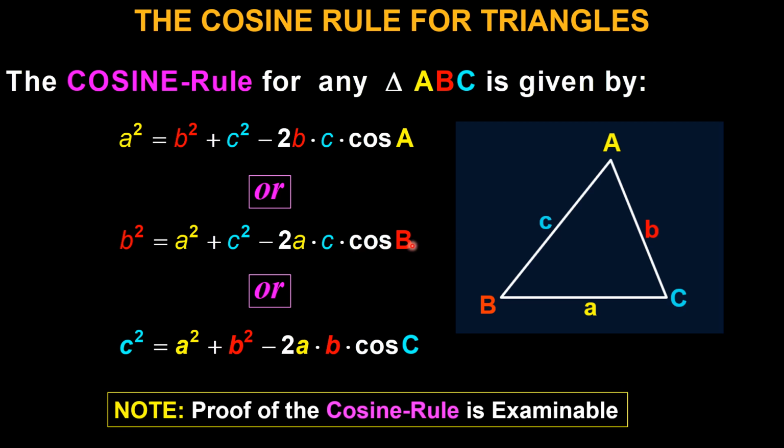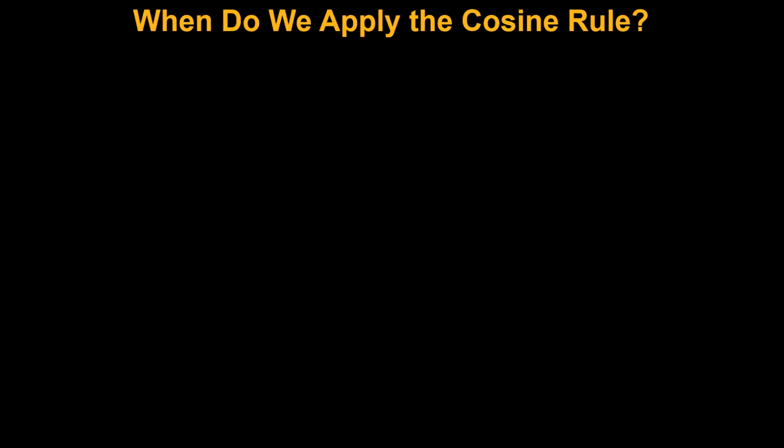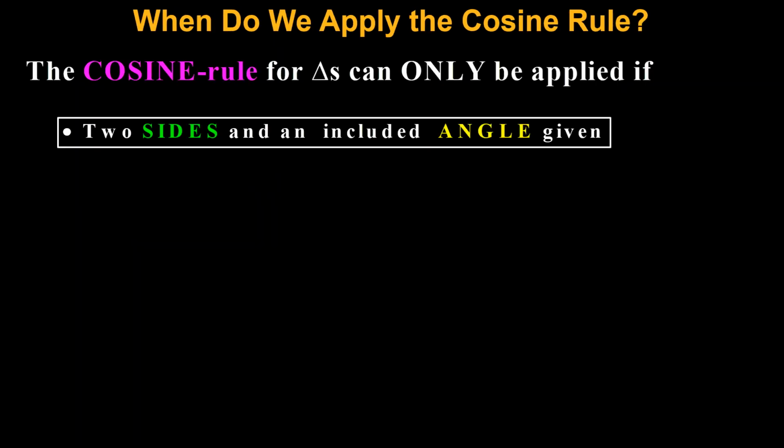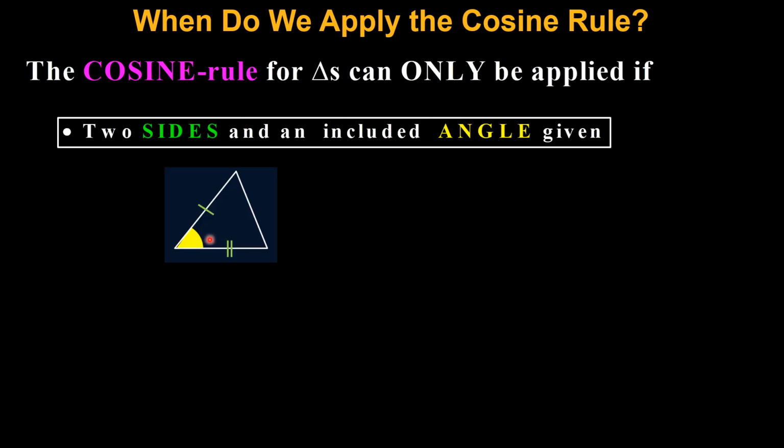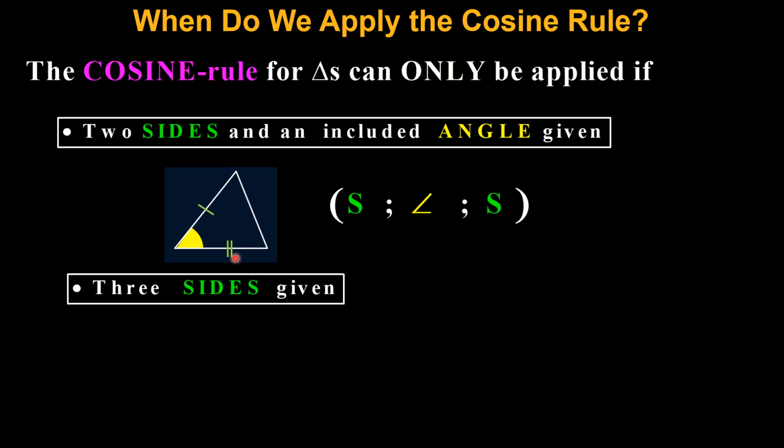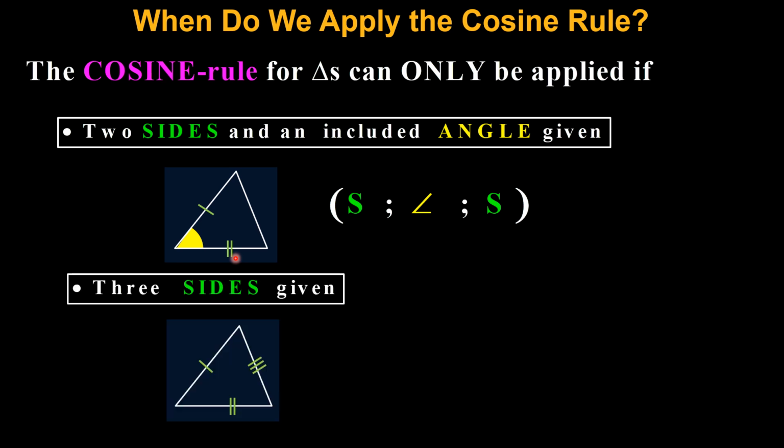So it depends on the angle that is given. If you have angle B, then you start with B squared, right? Or if you have angle C, you start with the lowercase c squared there. There are only two cases where the cosine rule can be applied. If we have two sides and an included angle, we've shown you in the previous slide. So if you have an angle that is included, there's the two sides, side, angle, side, and then we can apply it there. Or if we have a case where we have only sides, right? So if I have a side and a side and a side, I can also apply the cosine rule.